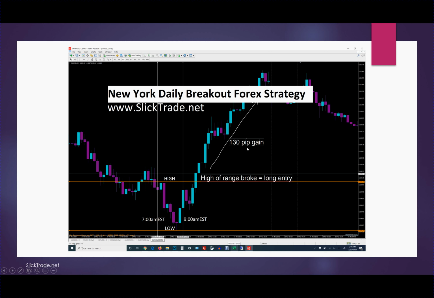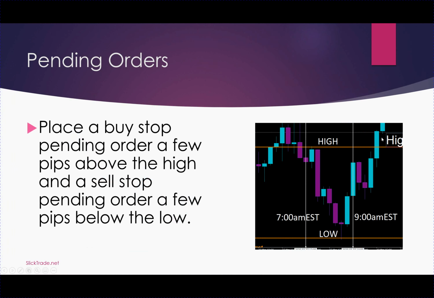I always recommend using a trail stop with any trades and on any time frame, but that is how that works. So what you would do is you place a buy stop pending order a few pips above that high. Okay, if you're not going to be at your computer, or if you're going to be at it, then go ahead and just manually trade it. Okay, and you'd place a sell stop pending order a few pips below the low.